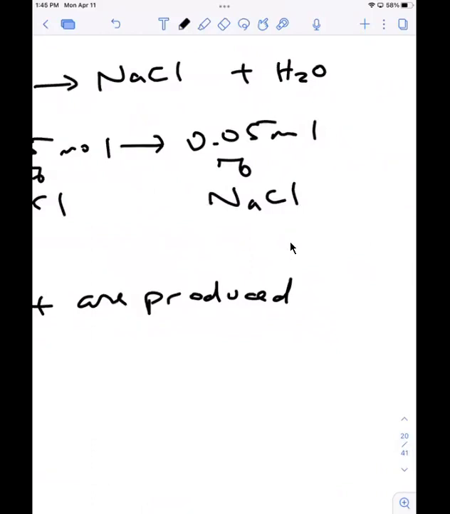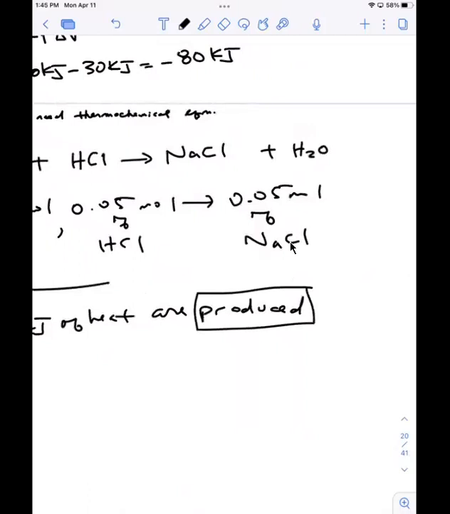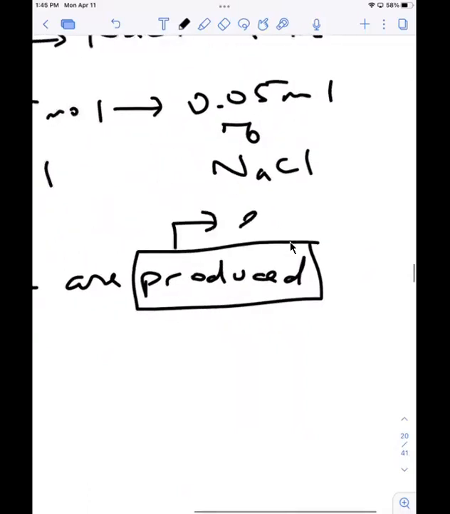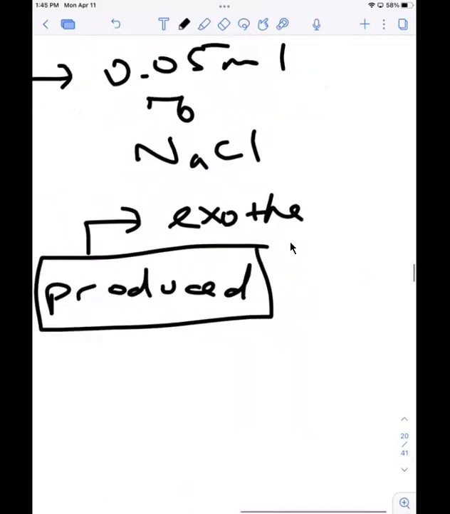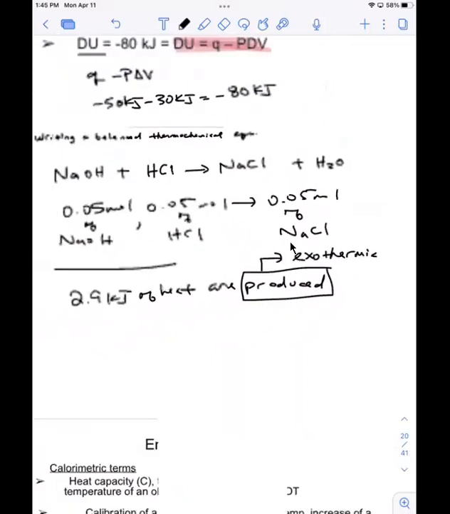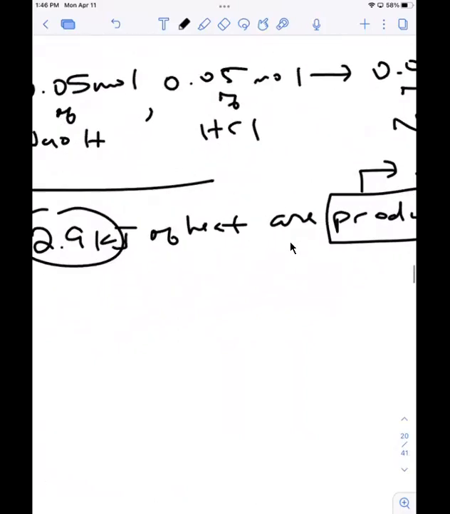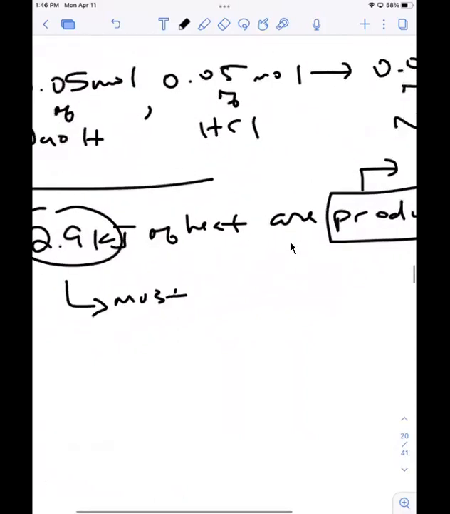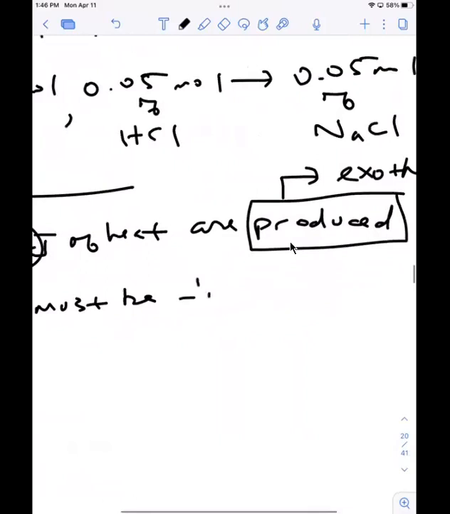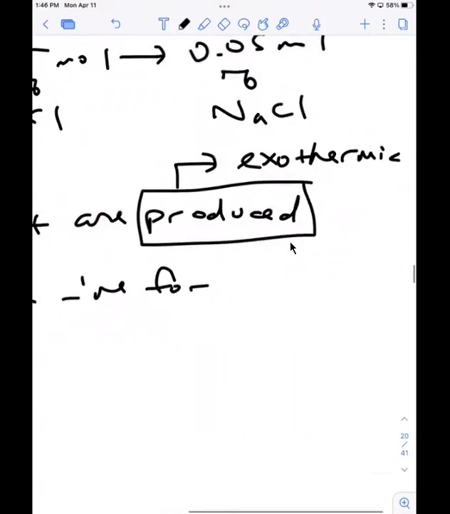Right? So if it's telling us that 2.9 kilojoules of heat are produced, what that means is that if heat is produced or given off, that means that the reaction is exothermic. And that matters because if the heat is produced and the reaction is exothermic, then that number, when we work with it, we have to make it negative. So 2.9 has to be negative for all of my calculations.